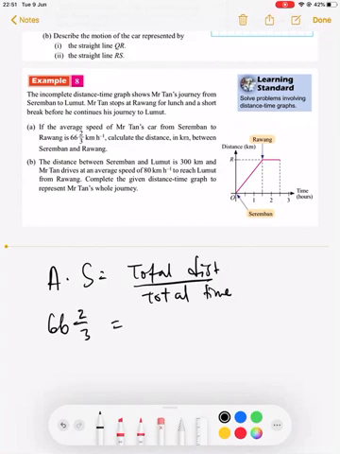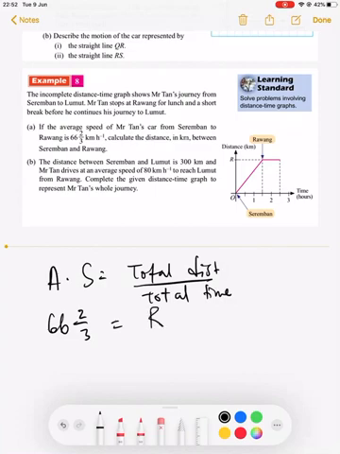So you have the average speed 66 2/3 here, and the total distance, we don't know. How about the time? Yes, we do know the time. The time is 1.5 hours. Why is it 1.5 hours? Because at 1.5 hours, Mr. Tan already reached Rawang for lunch, and then the graph becomes flat, meaning he stays at Rawang to have his lunch.